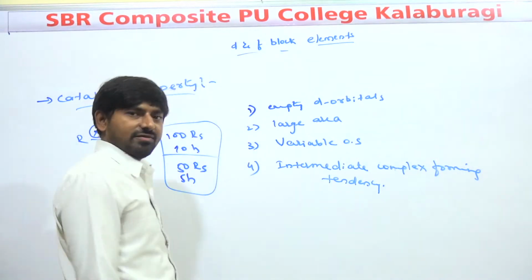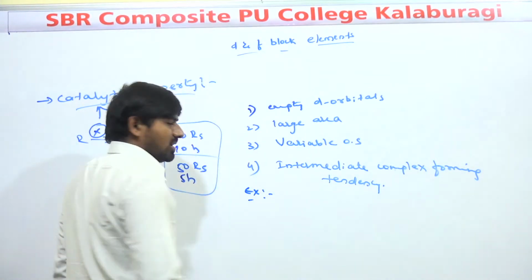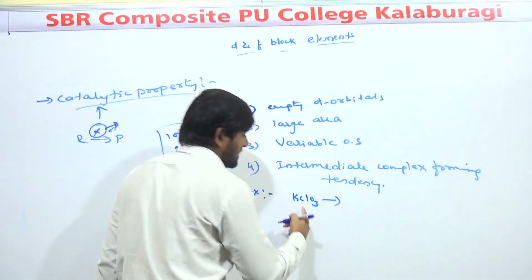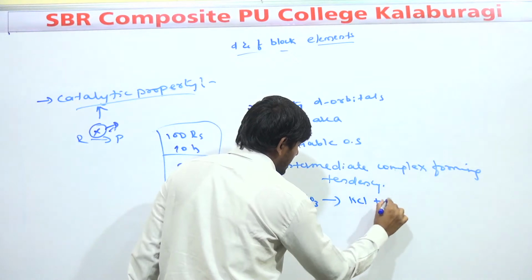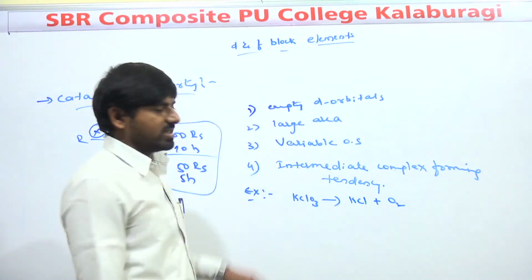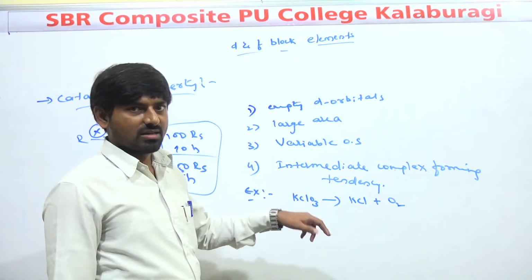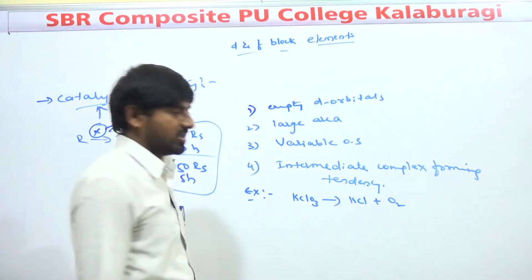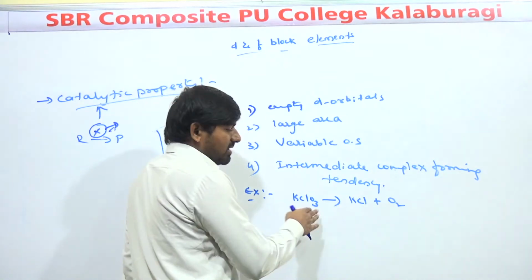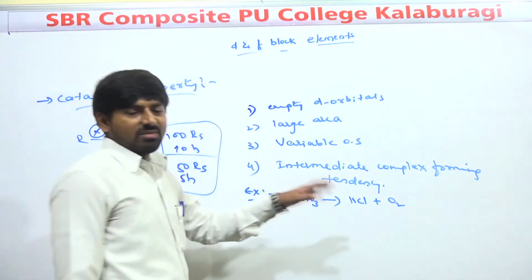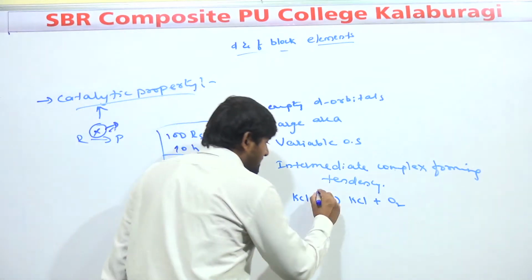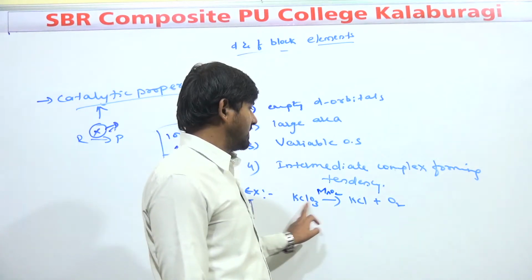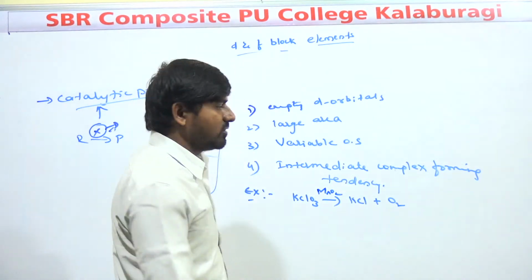Now, let us consider a few examples. The first example is the decomposition of potassium chlorate, KClO3. This decomposes into KCl and O2. The reaction is not balanced, but let us not bother about its balancing. Simply let us focus on how a catalyst works on it. When I simply heat this chemical, it will take some time. When I mix it with MnO2, within some time it will decompose into KCl and O2.